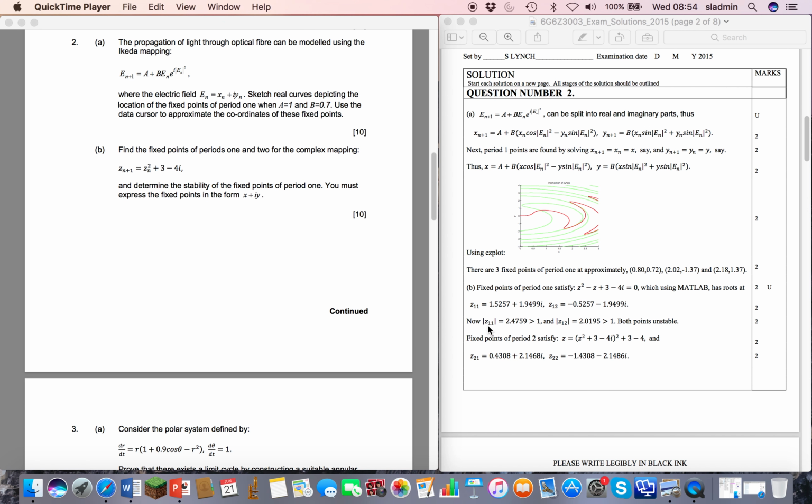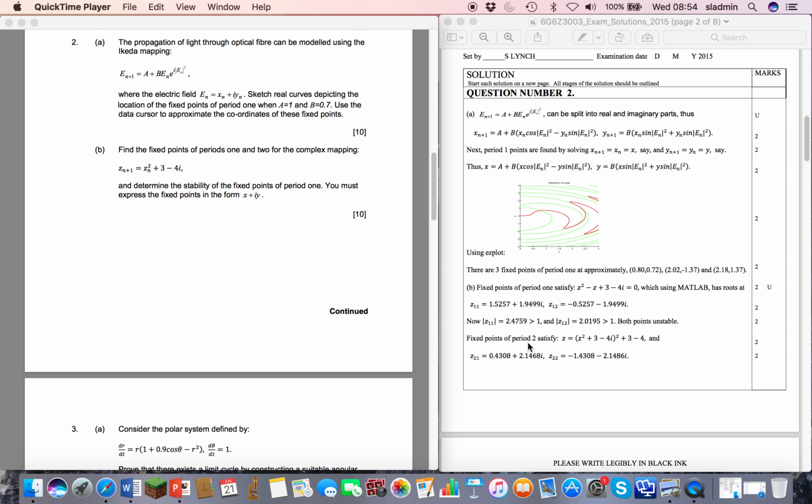These are wrong here. We should have the modulus of 2z11 and the modulus of 2z12 because we want the modulus of f dashed z, which in this case is 2z. So that should be 2z12 and 2z11. And in any case, the modulus of both of those is bigger than 1, so both points are unstable.